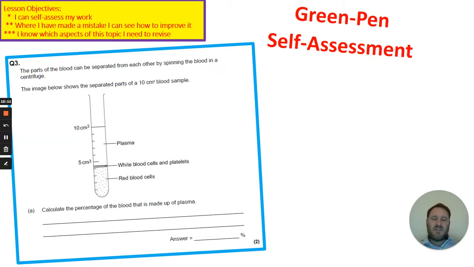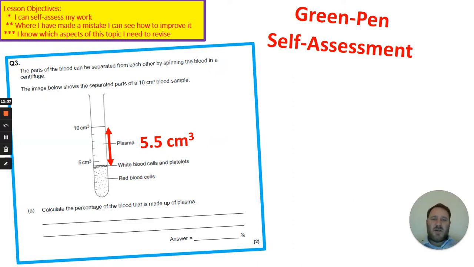And a percentage means you've got to times something by 100, because that's what a percent means, per 100. So we need to put that into our calculation. So we're looking at plasma. So the first thing I would do is work out how much plasma I've got in the test tube. And I've got 5.5 centimetre cubes. And there are 10 centimetre cubes altogether in there. So 5.5 out of the 10 is plasma.